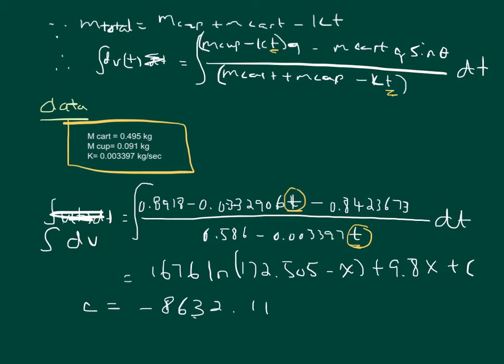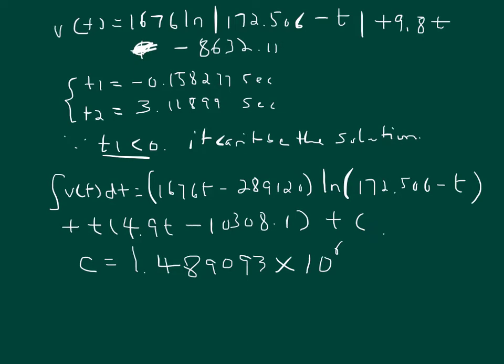We used a software called Wolfram Alpha to calculate the value of c and the solution of this integral. So that's what we get here. C is minus 8,632. Now we obtain a function of velocity in terms of t, right here.